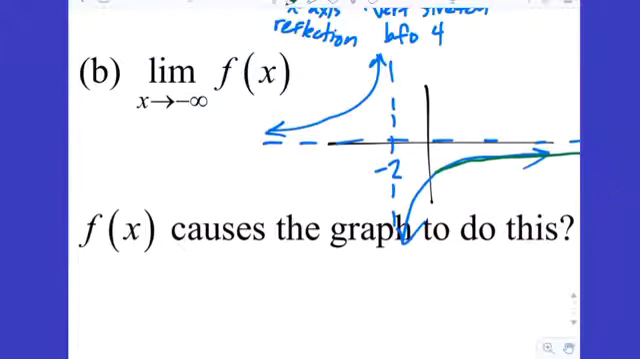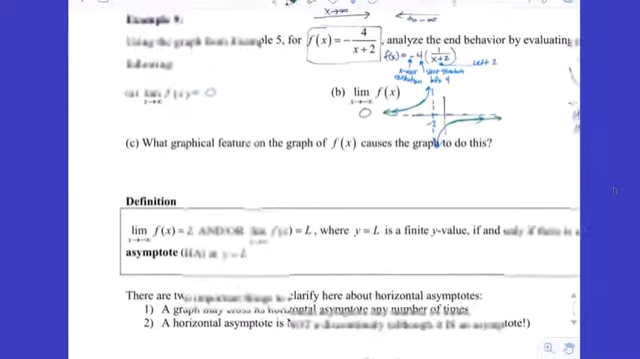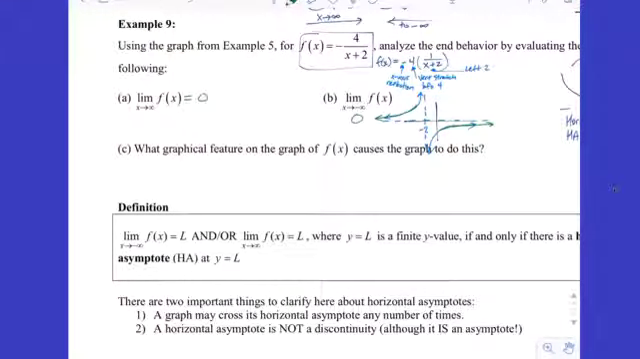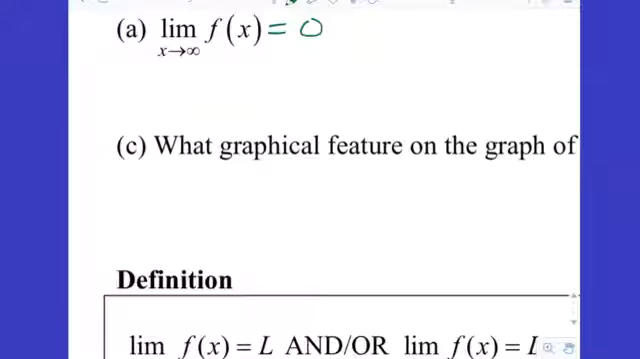And what would be the limit as x goes to negative infinity? Well, you hop on the graph and start heading out to the left. You're approaching 0 again. This time you're approaching 0 from the positive side, whereas on the other, you're approaching 0 from the negative side. So we kind of let the cat out of the bag already. What graphical feature on the graph of f causes the graph to do that? Well, there's a horizontal asymptote.